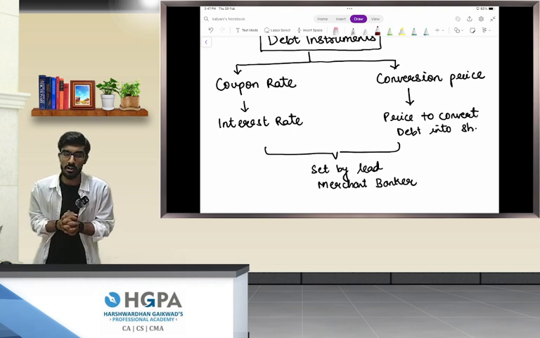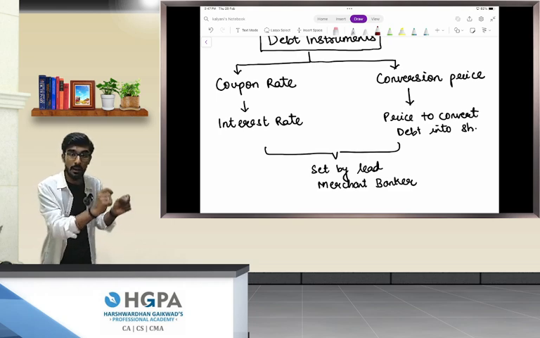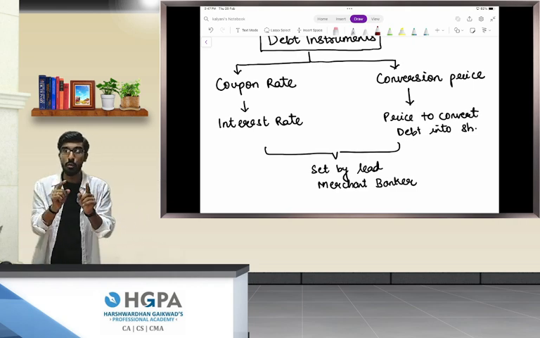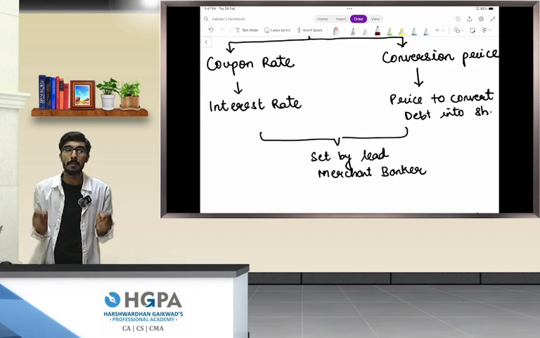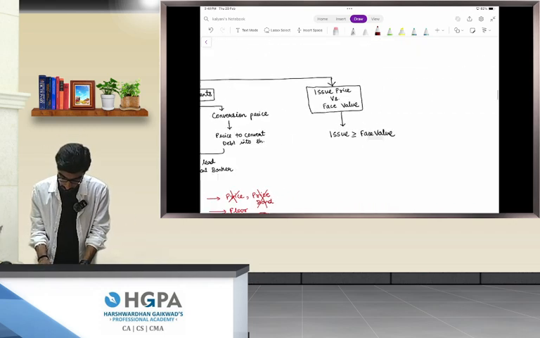Clear? Debt instruments basically include, number 1, coupon rate, that is interest rate. Number 2 is conversion price. At what price will you convert this loan into equity shares? These 2 things are mentioned in the debt instruments and they are set by the lead merchant banker. Clear? Perfect. Good to go.